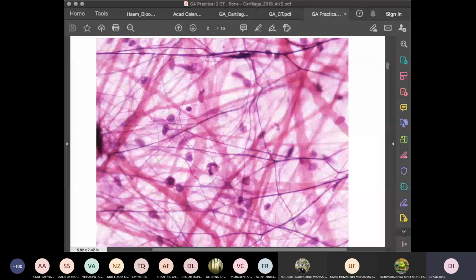If you look at the difference between loose connective tissue and a slide of dense connective tissue, you can certainly see the dense has so many more fibers. For loose, the fibers are there, a lot of fibers still, but it's not as much as what you find in the dense connective tissue.